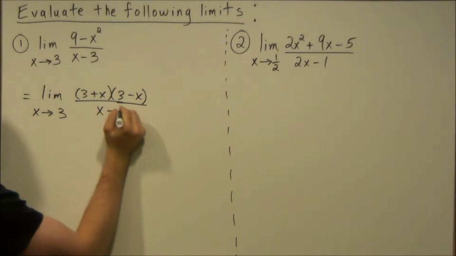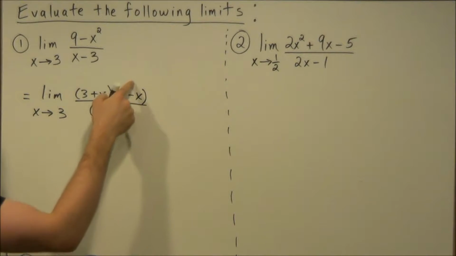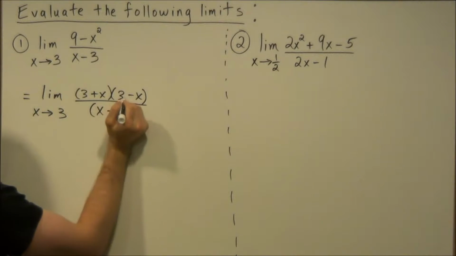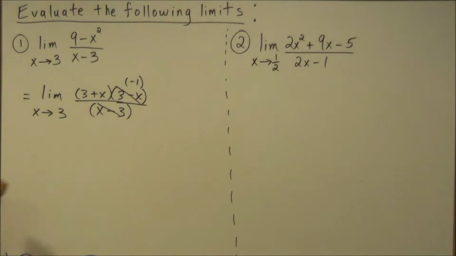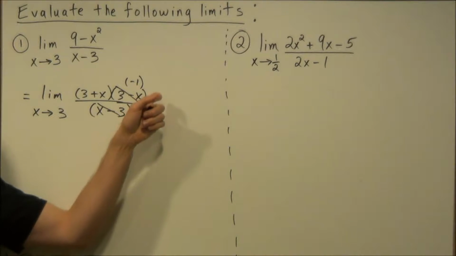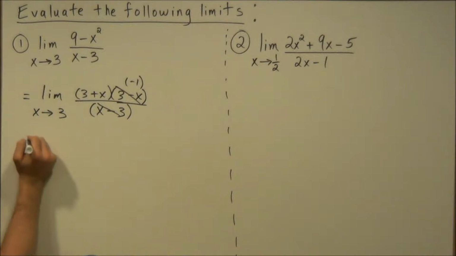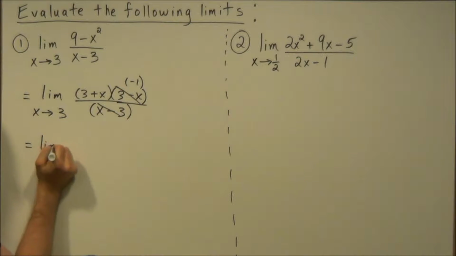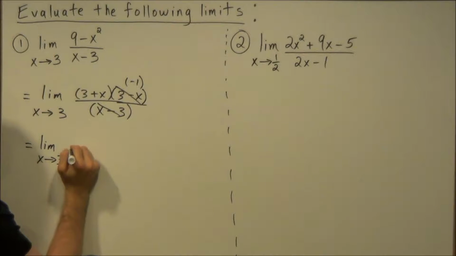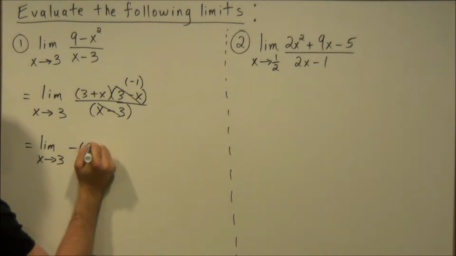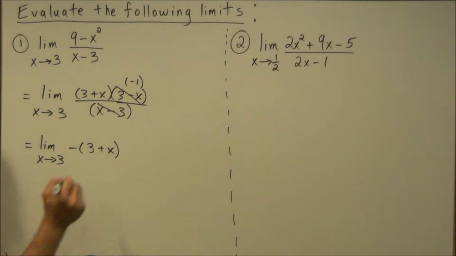over x minus 3. Now with this type of problem, it's important to know that we're going to cancel 3 minus x and x minus 3, but when we do, we have to replace one of the factors with a negative 1 because they're flipped. If we forget to put this negative 1, it's going to change our answer and we're going to get this wrong. So then we rewrite this now as the limit as x approaches 3, and we have negative 1 times (3 plus x). So at this stage here, we can evaluate this limit.